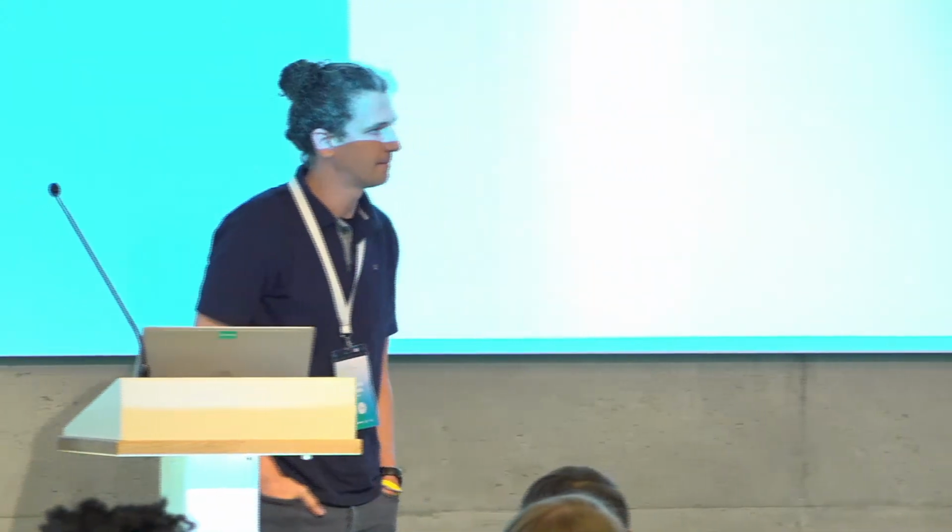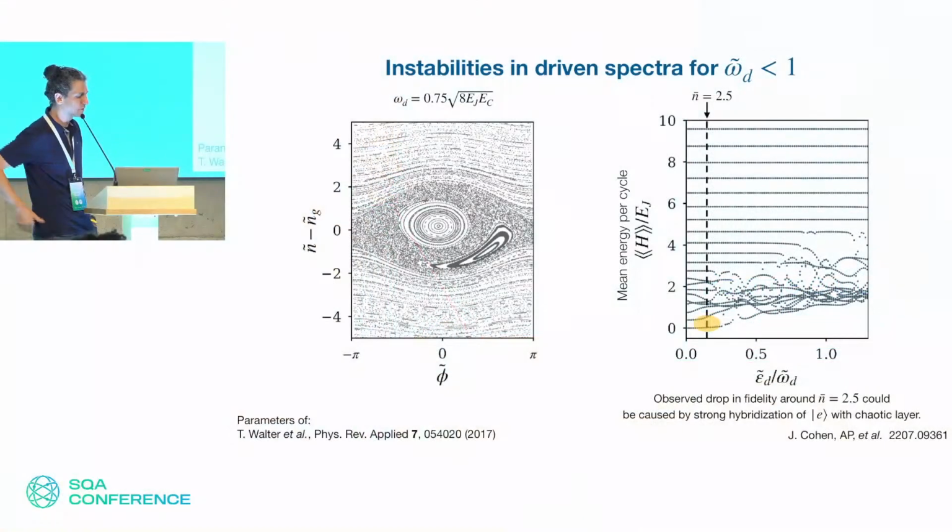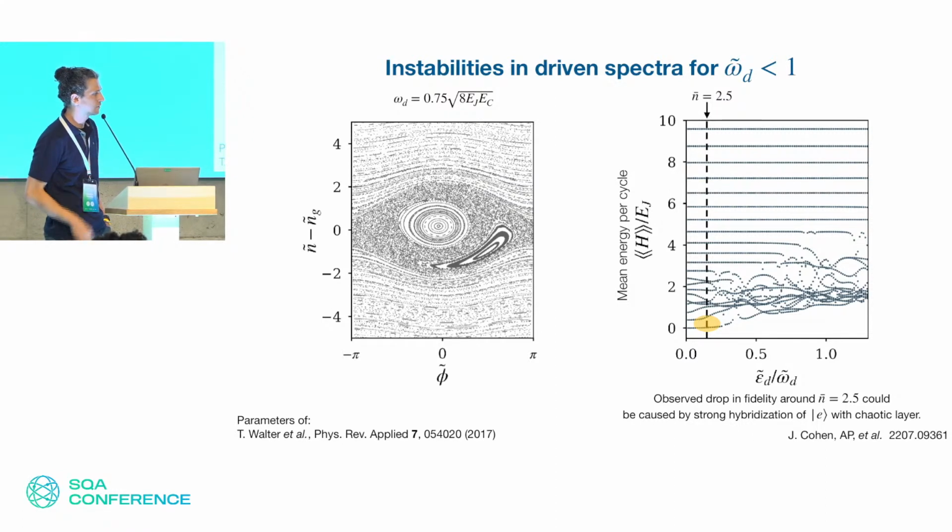Can you say how you deal with charge dispersion in these devices when you consider the high levels of the transmon? Yeah, that's a wonderful question. There was not enough time to talk about this, but essentially charge dispersion effects become very important as soon as you turn on the drive.